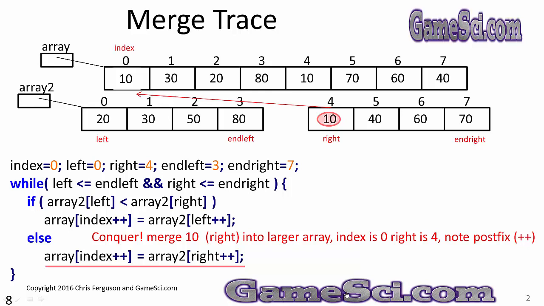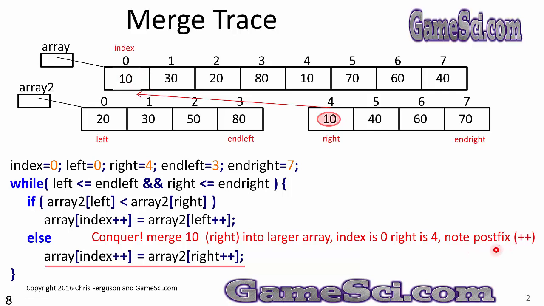This is the conquer phase of our divide and conquer. Merge the 10 on the right into the larger array. Index is 0, right is 4. Notice how we moved from position 4 on the right side into index, and our 10 merged into our array.